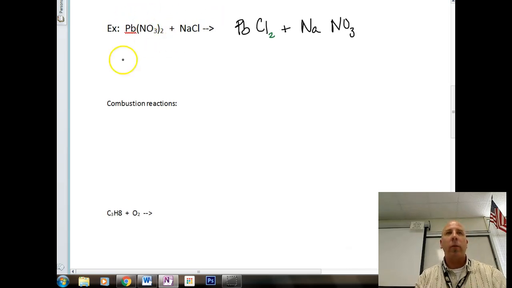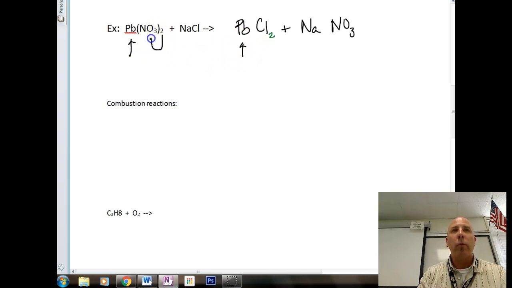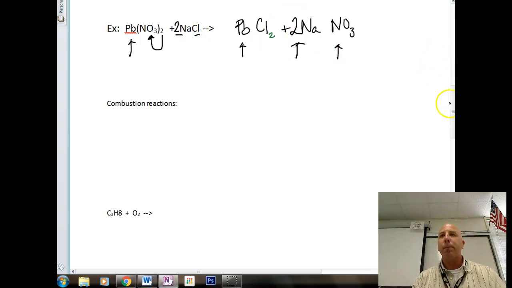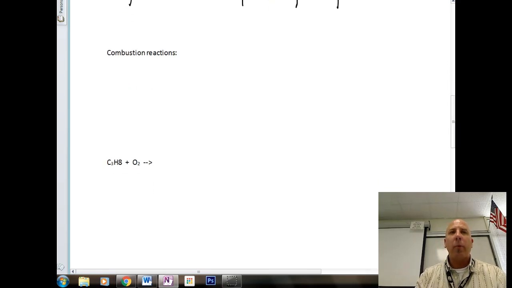Now I'm going to erase everything off over here so we can balance our equation. And so looking at our leads, we have 1 lead. We have 1 lead, they're balanced. We have 2 of our nitrates, NO3. So I'm going to place a 2 in front over here to give me 2 nitrates. Then we have 2 sodiums, so I'm going to place a 2 here. That gives me 2 chlorines, and then we're balanced, okay?